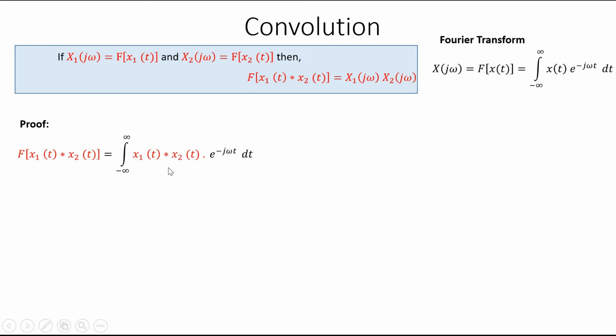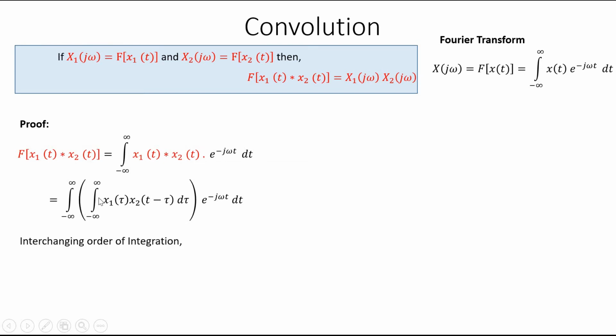We know the convolution is the integral from minus infinity to infinity of x1(τ) x2(t−τ) dτ. This is the general equation for finding convolution. So we can rewrite it by substituting the integral formula, and we can now interchange the order of integration. First we integrate with respect to dt. The dt terms are x2(t−τ) and e^(−jωt), and at that time x1(τ) is constant, so we can take x1(τ) outside, and finally integrate with respect to dτ.